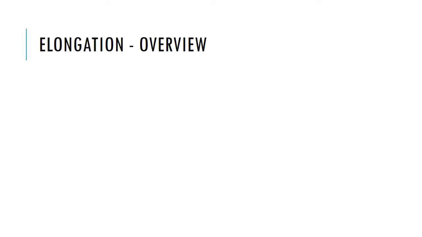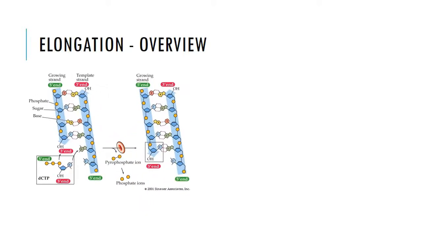Now that we've got our replication fork open, we're going to have a general overview look at how we're going to add nucleotides in to create our growing strand from the template or parental strand that we have. If we look at this diagram, we can see that we've got a template strand, right here. This template strand is oriented at the top 3', at the bottom 5'. And we can see the strand that we're growing is growing in this direction.